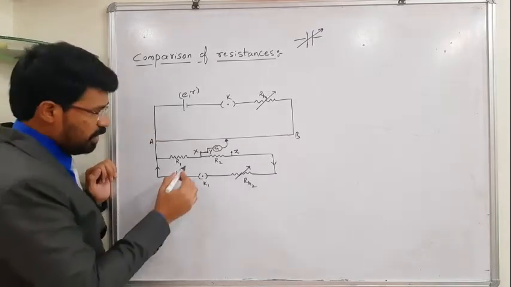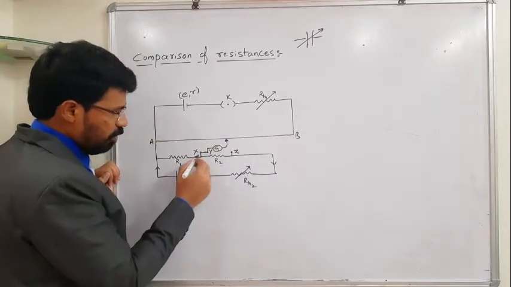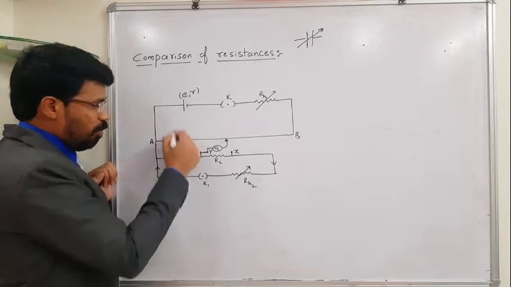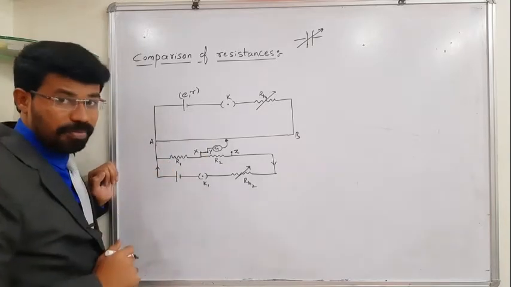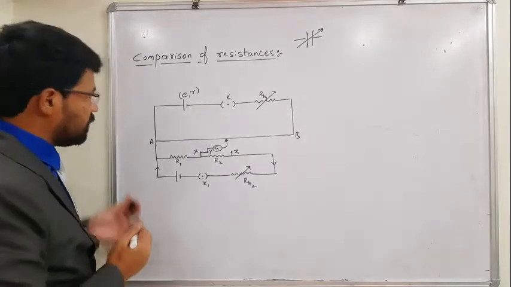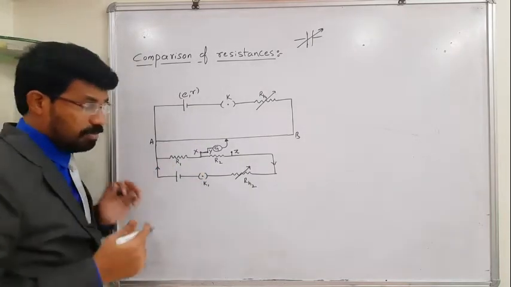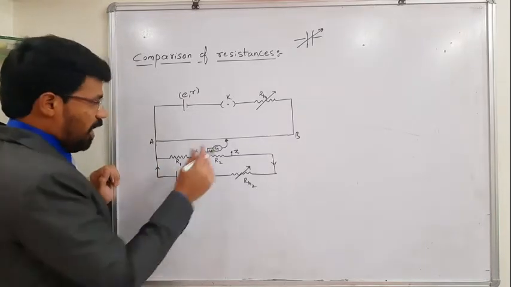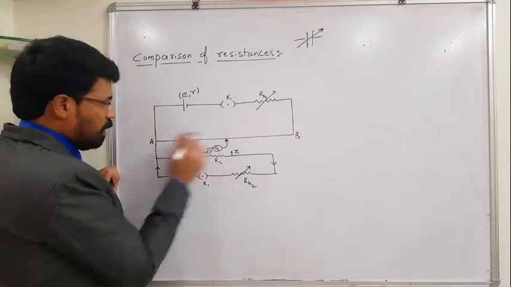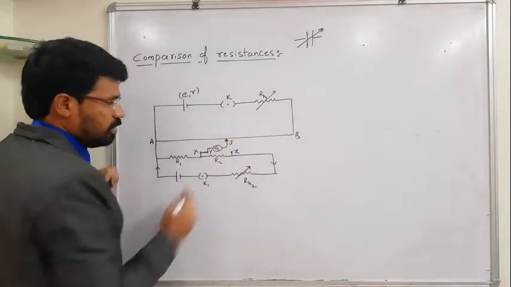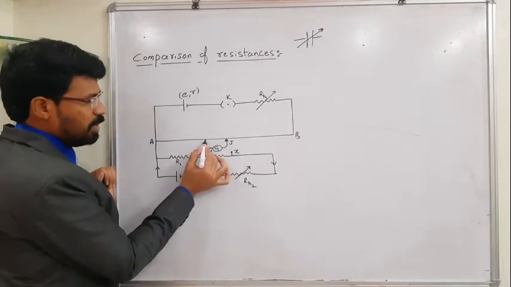So if we make a contact between X and Y, it means we are connecting the potentiometer across R1 alone. Let us say this potentiometer is connected across R1. For what purpose? I wanted to find out the potential difference across this one. What I can do? I can keep on tapping the potentiometer wire AB with the help of the jockey. This is what a jockey is. So I will be tapping here.